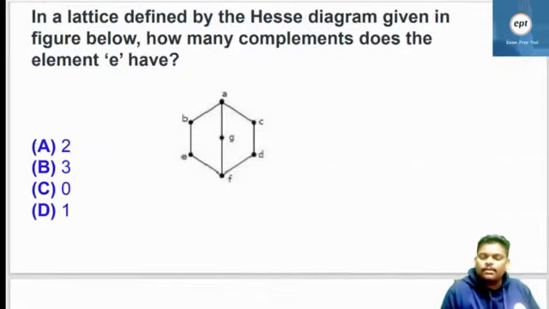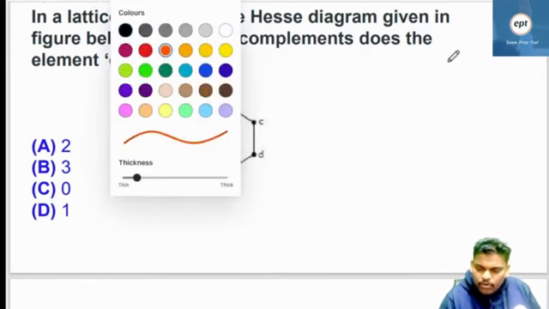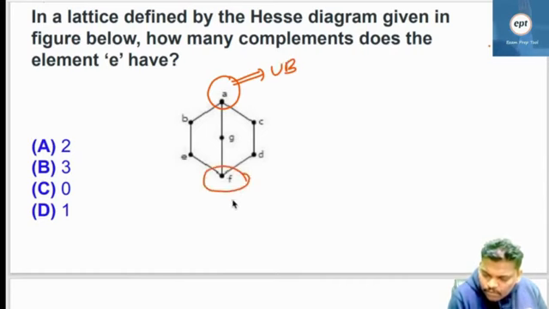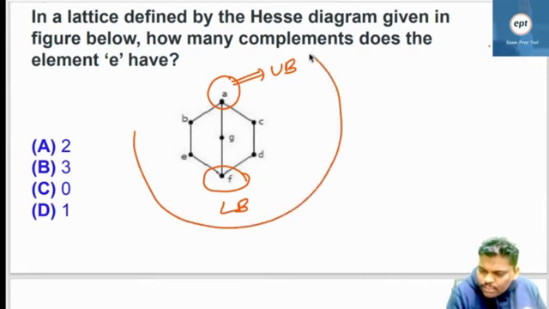In a lattice defined by the Hasse diagram given below, how many complements does the element E have? Everyone knows, listen. Per diagram, the top element is the upper bound and the bottom element is the lower bound. In this lattice, the upper bound is A and the lower bound is F.